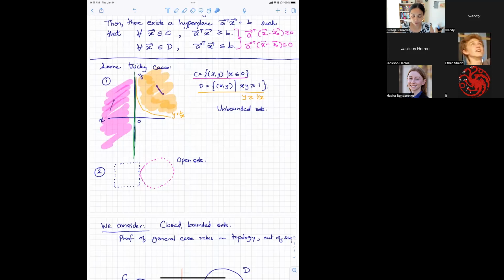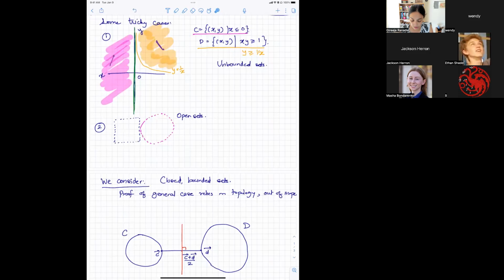But for the general case, when you want to consider, for example, open or unbounded sets, you have to consider many kinds of limiting cases, nesting of different sets, more complex constructions for these separating hyperplanes. So we're not going to talk about that in the context of the class right now.